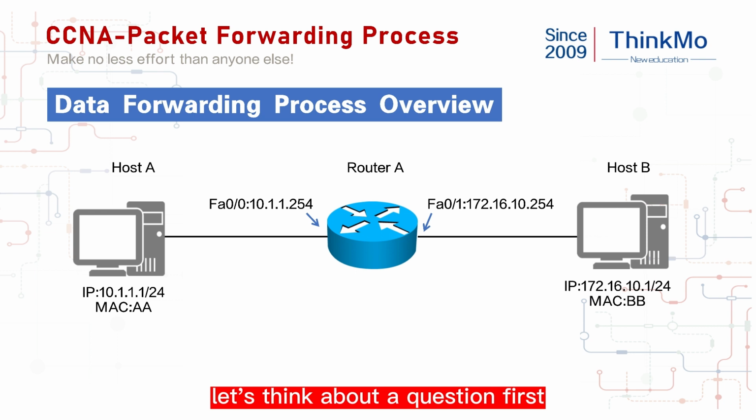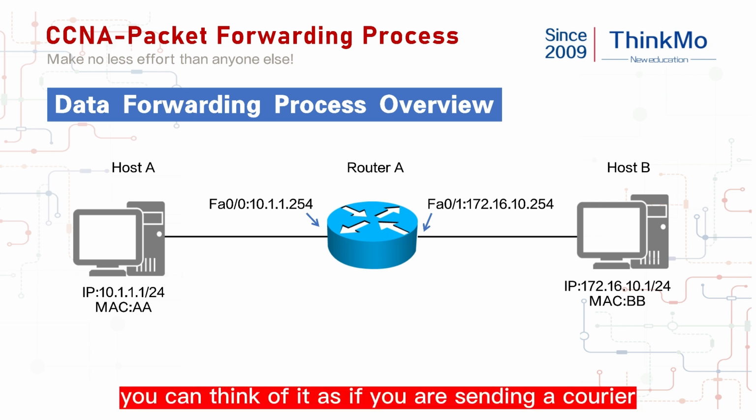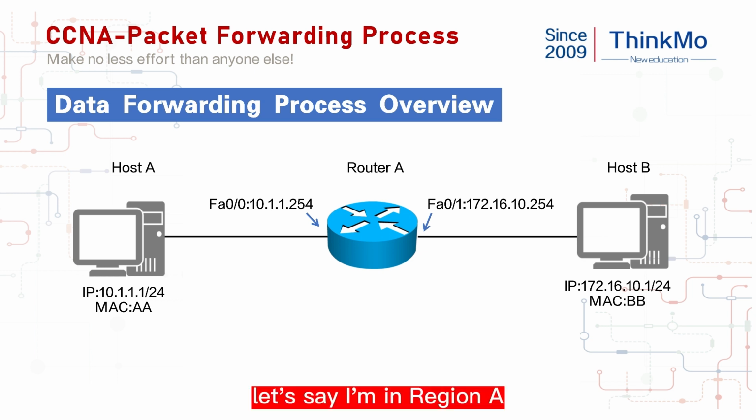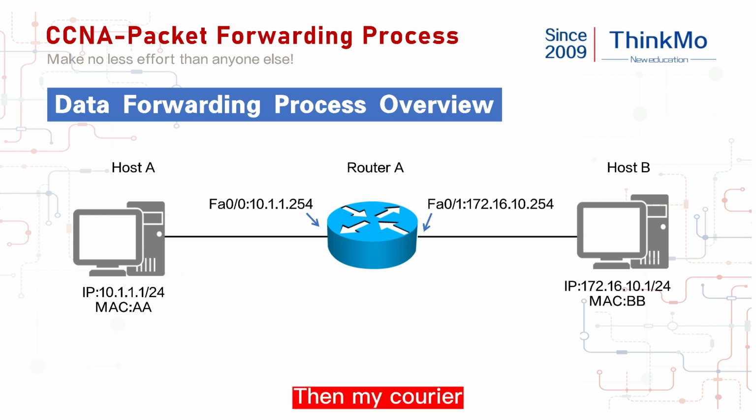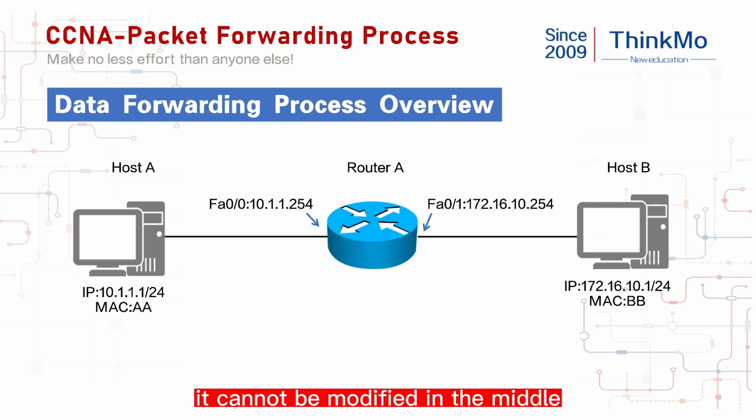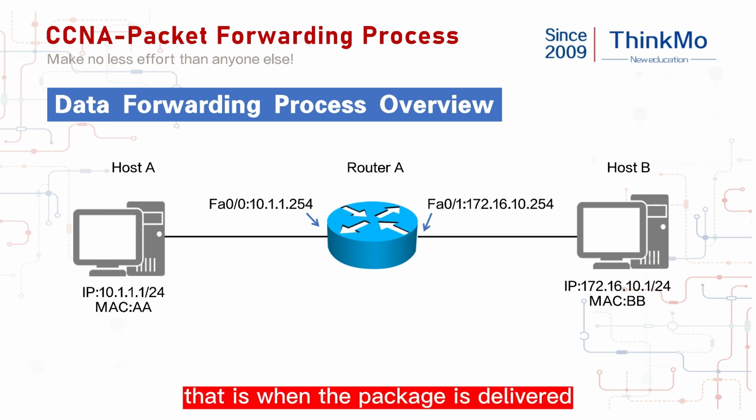Let's think about a question first. Port redirection. Will the ports be modified? The analogy we just made: you can think of it as if you are sending a courier. Let's say I'm in region A and I want to send a courier to area B. Then my courier's recipient and sender information cannot be modified in the middle. Once modified, when the package is delivered, the peers have changed.